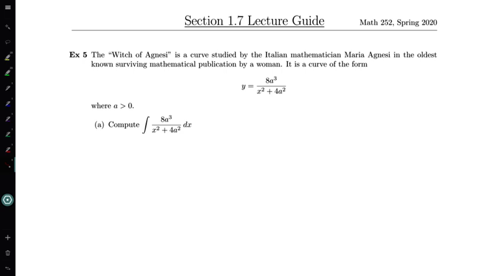It is a curve of the form y equals 8a cubed over x squared plus 4a squared, where a is a constant that is greater than 0. So I will emphasize that here because we're going to be treating a as a constant throughout this problem. So part A is just asking us to compute this integral of 8a cubed over x squared plus 4a squared dx. And so we want to think about some different strategies that we have for doing this integral.